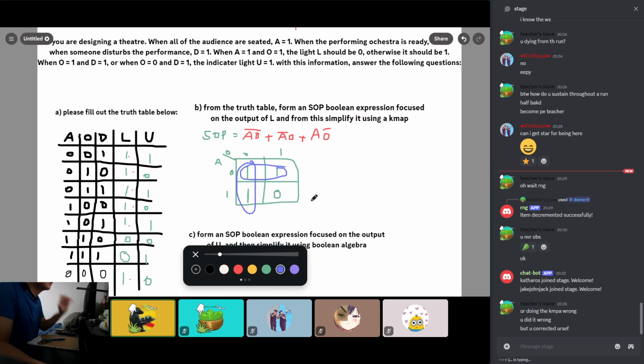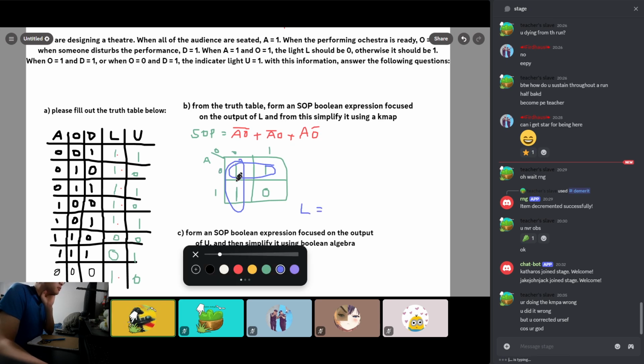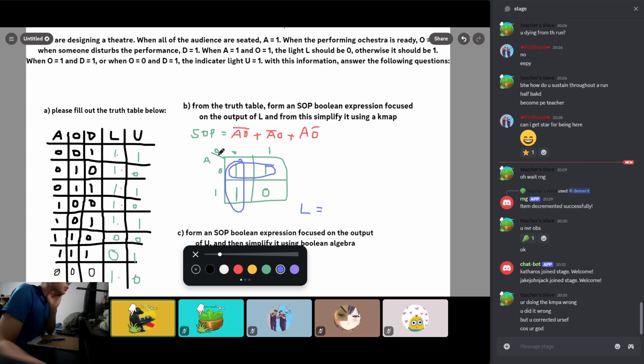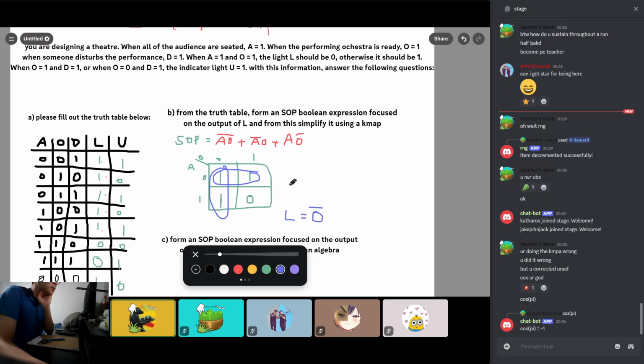So anyway, now we can get the expression of L. We look at the first group. A is being a skibidi toilet. So we only concern ourselves with O, which would be O bar, because we want it to make it 1.